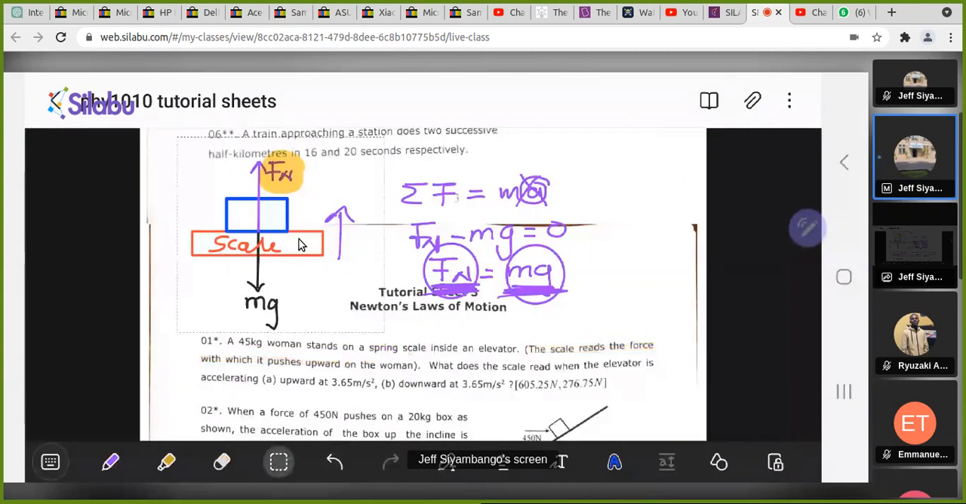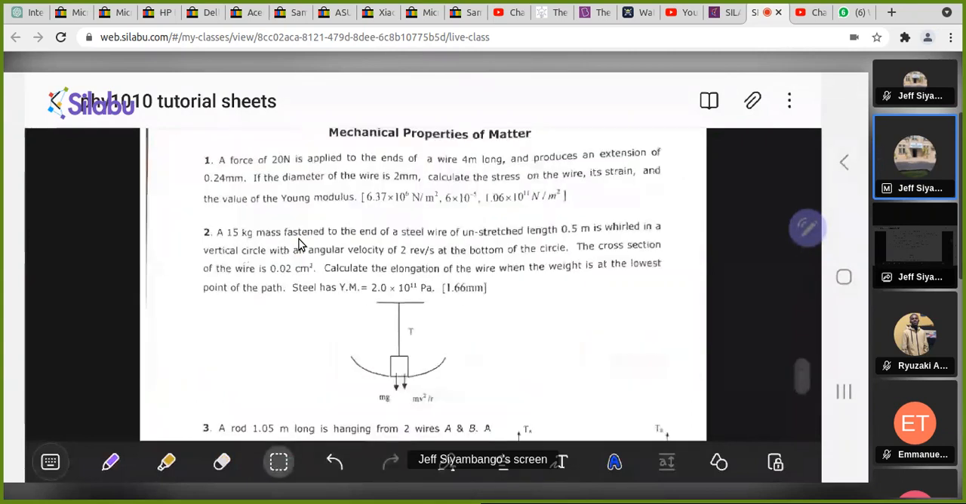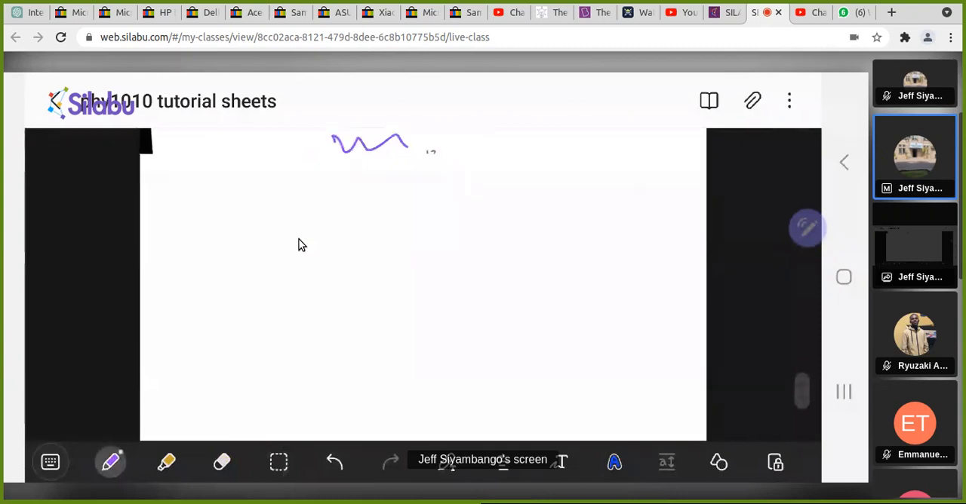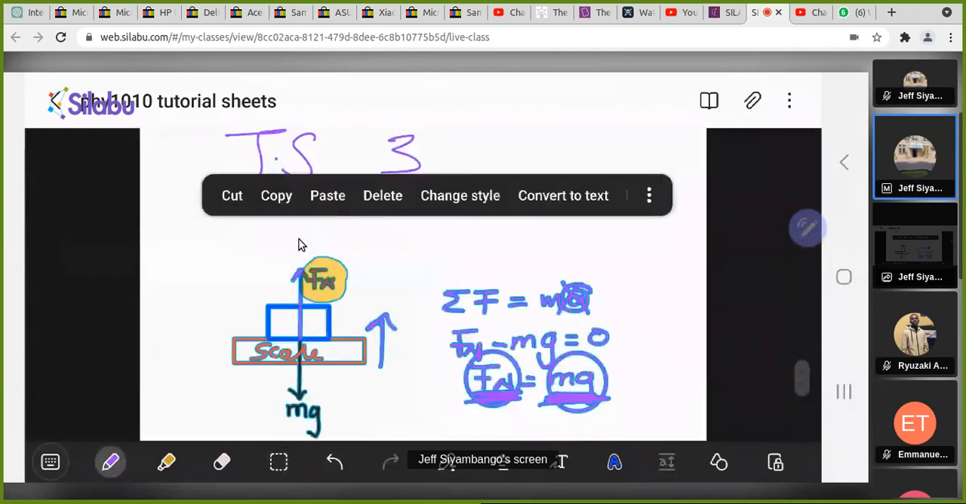So will they allow me to go down? Yes, they will. So this is TS3, tutorial sheet number 3. And we're starting with question 1. Okay, let's get the question.